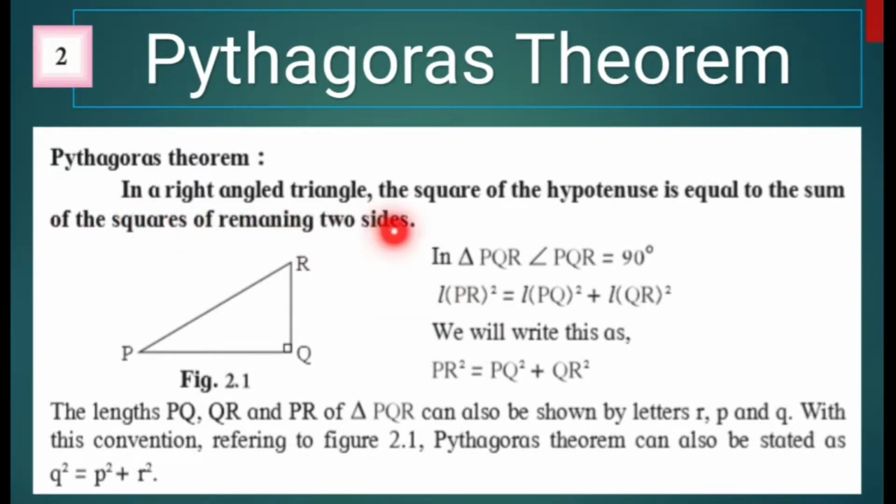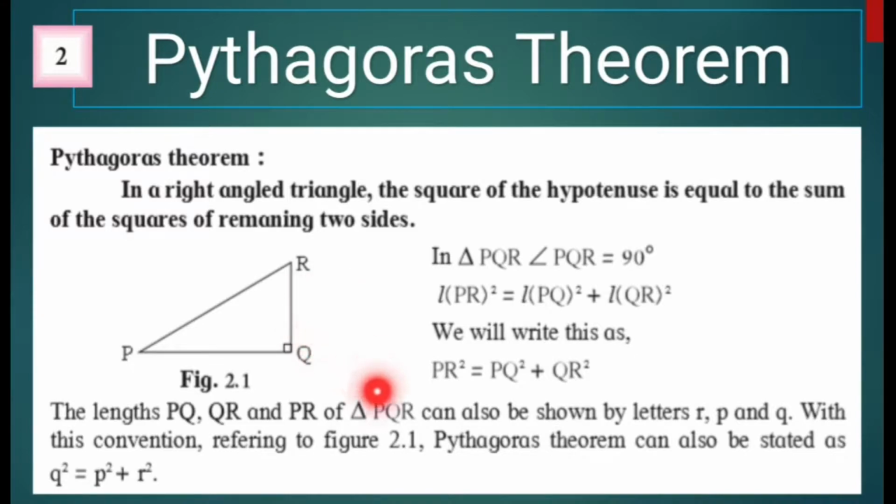In a right angle triangle, the square of the hypotenuse is equal to the sum of the squares of the remaining two sides. So here we consider triangle PQR, which is a right angle triangle. At Q, the angle is 90 degrees. So see figure 2.1. In triangle PQR, angle PQR equals 90 degrees. So PR is the hypotenuse, PQ and RQ are the adjacent sides. So we write length of PR square equals length of PQ square plus length of QR square.